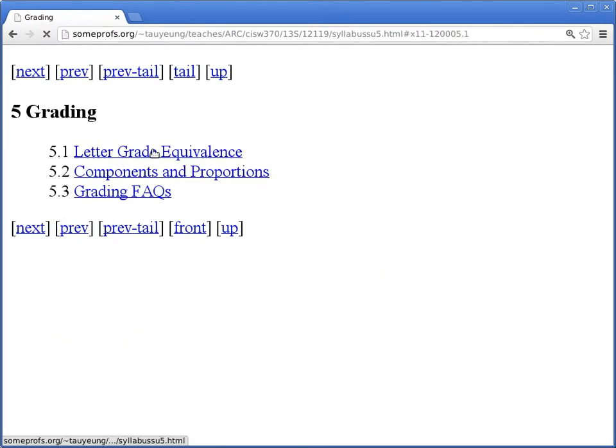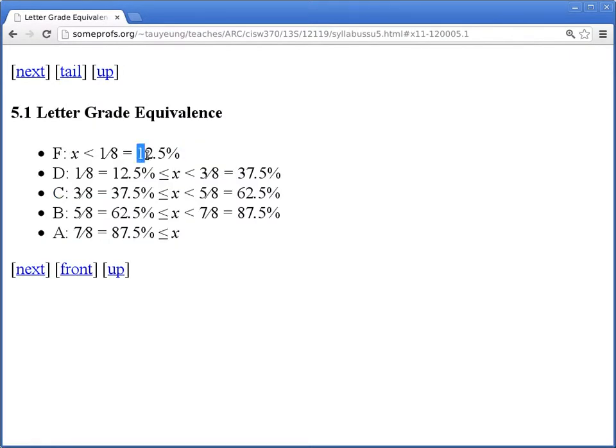Letter grade equivalence is really easy. If anyone gets less than 1/8 of all the possible points, that person is going to get an F. I think that's not unfair. Anyone who gets less than 3/8 of all the possible points will get a D. This is 5/8, so a C is 37.5% or more. Okay, so that is not that hard. A B is at least 62.5%, and an A is at least 87.5%. So it's not the same as most of your other classes.